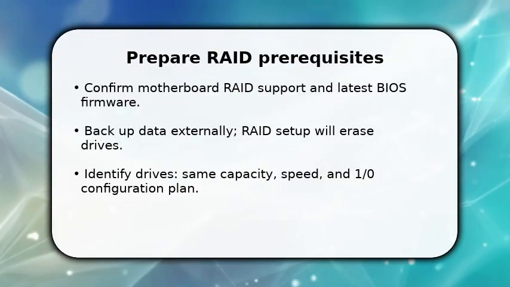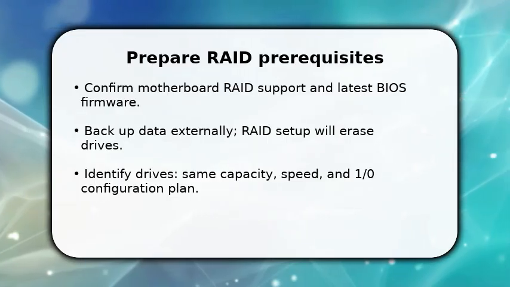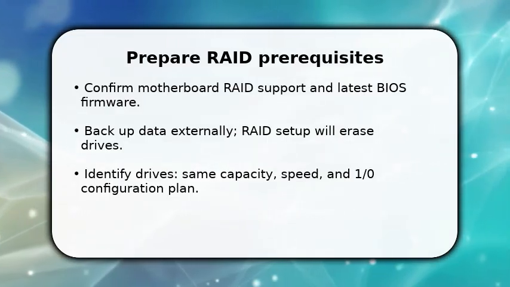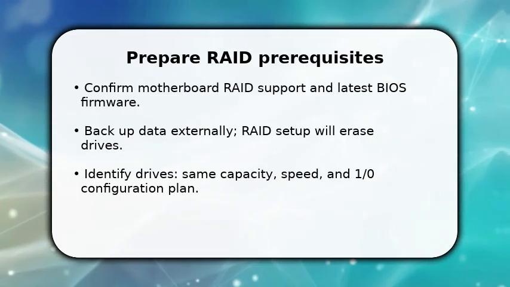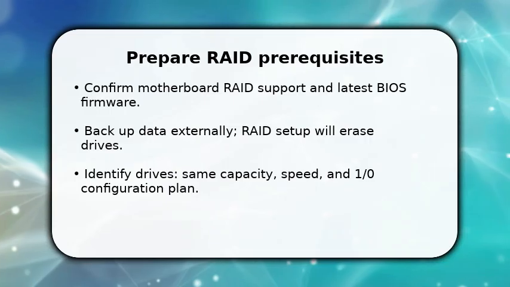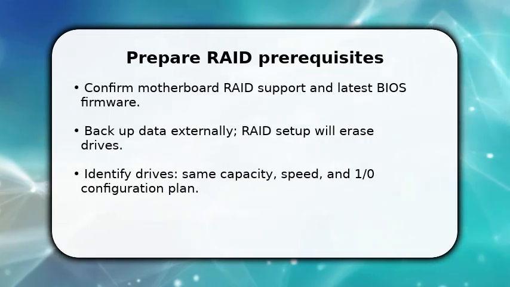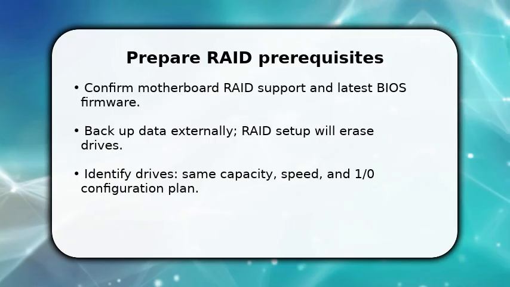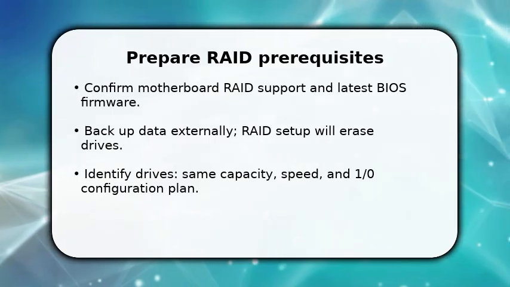You start by confirming your motherboard supports RAID and updating BIOS to the latest firmware. This prevents incompatibility. Once done, back up all data off the drives because creating an array will erase them. Next, physically connect the target drives to the RAID-capable SATA ports and label them.